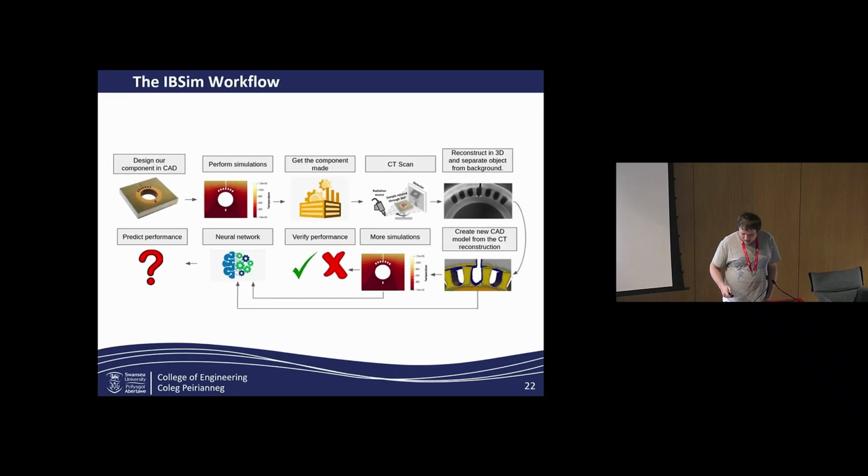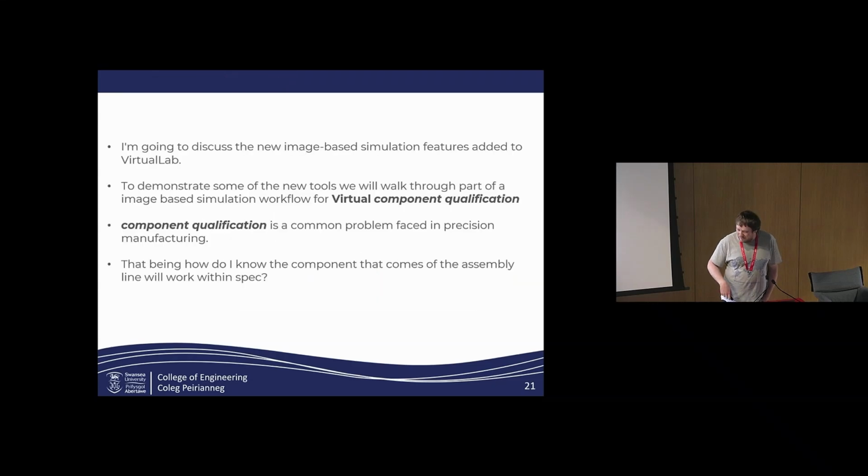Sorry, I skipped that slide there. Yeah, so this workflow is to do with component qualification, and that is a problem facing precision manufacturing. It is, simply put, how do you know that what you're manufacturing, when you get it off the assembly line, behaves the way you want it to?